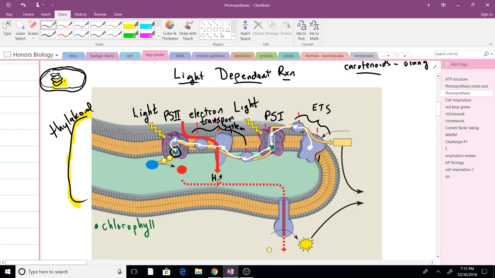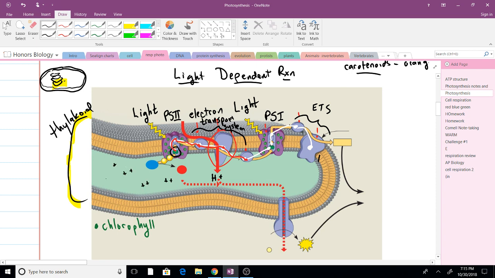And so every time an excited electron passes from one molecule to the next, and so here would be another one. Let me use just a different color here. So another electron gets excited, gets passed down, passed over, and then passed down. Every time it passes this middle one, a proton can be actively pumped in.